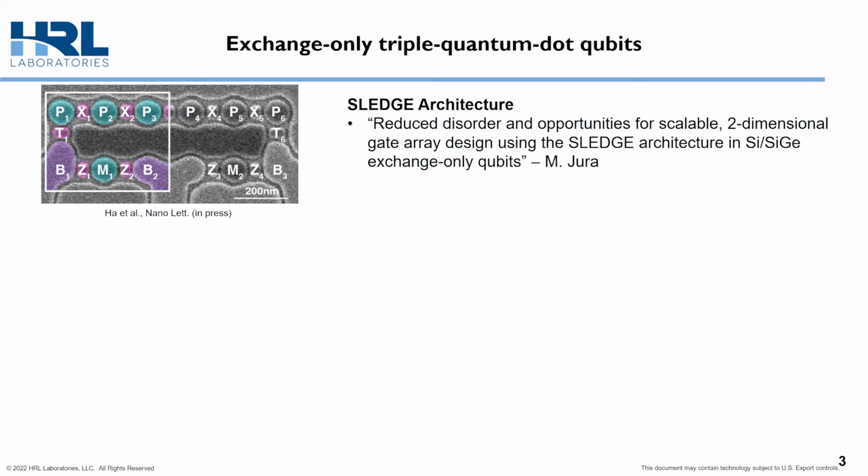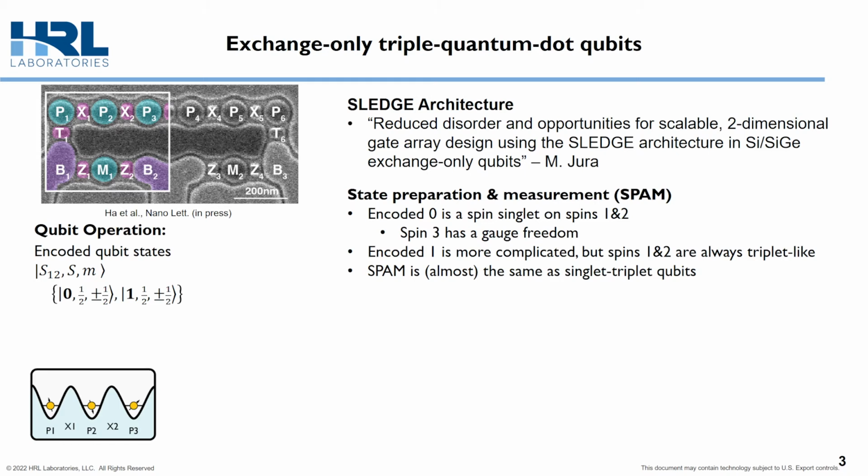I won't be going into any details of SiGe in this talk, but let me point you to our recent NanoLetters publication and to a talk being given by my colleague Mike Jura. Our qubits exist in the decoherence-free subsystem of 3 spins, and in this scheme, the encoded 0 state is a spin singlet on spins 1 and 2, with the third spin in our system having a gauge degree of freedom, labeled M. The encoded 1 state is a bit more complicated, but the spins 1 and 2 are triplet-like, and the result is that state preparation and measurement is very similar to that of singlet triplet qubits.